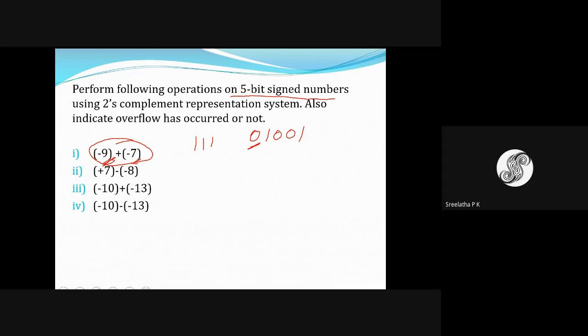You can take one more bit also. However, what I'm telling is, this many bits must be taken, compulsory, that is 5 bits, including the sign bit. Now this is +9, it has to be converted to -9 for doing this operation.